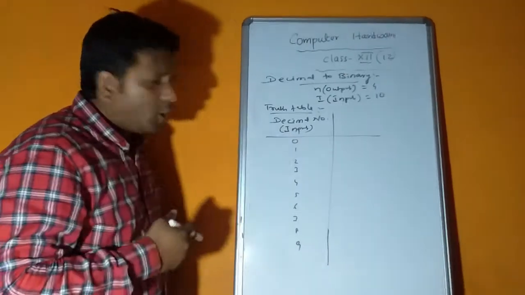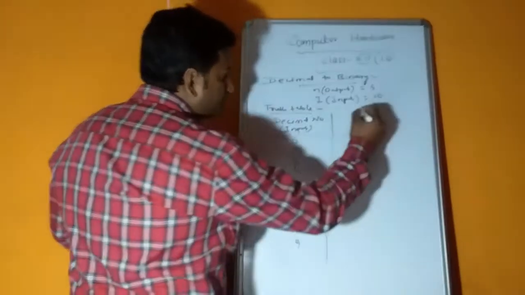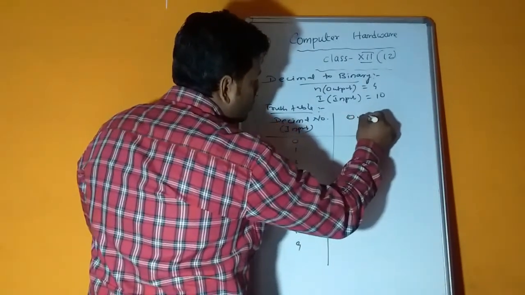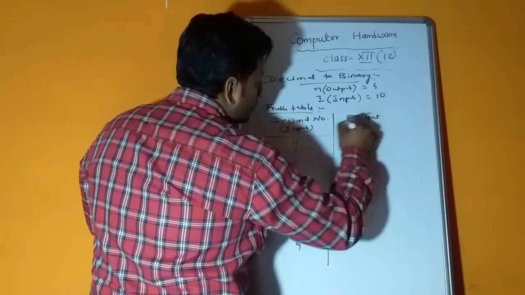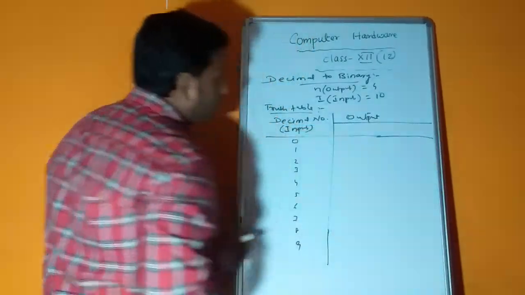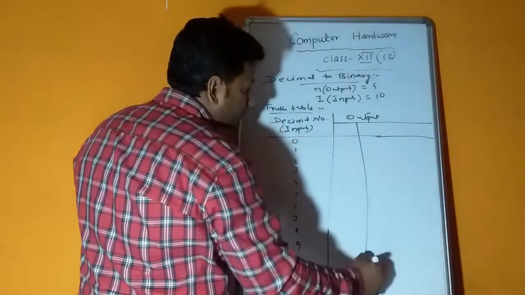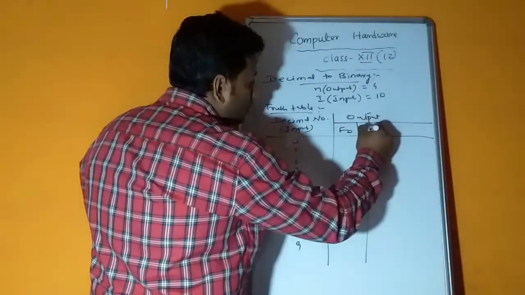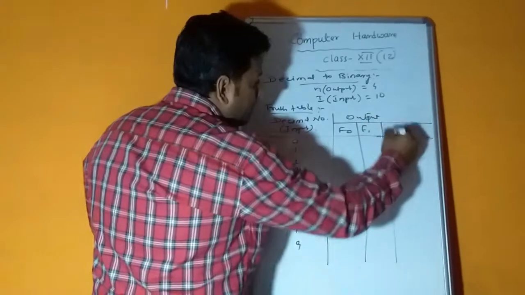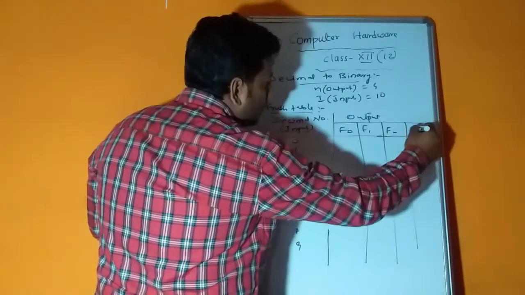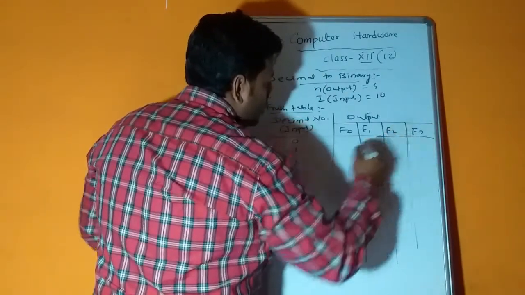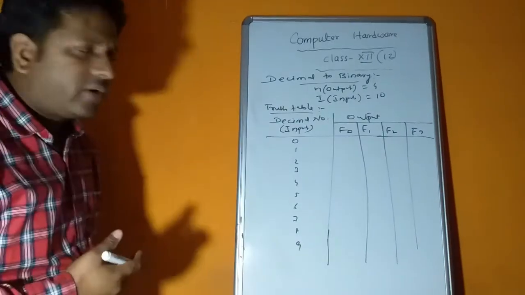Now for the output part, how many outputs do we have? We have 4 outputs. So I will be taking them as F0, F1, F2, F3. It's not that you have to take F only, you can take any variables.